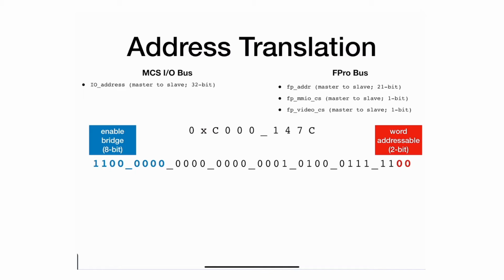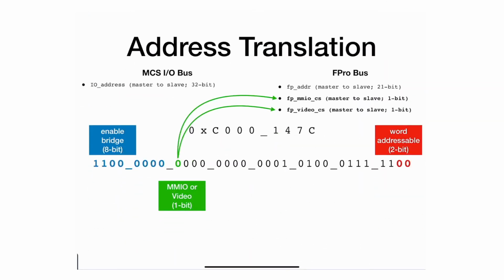So what is left, let's calculate it. We have 1 2 3 4 5, that's basically 20 bits, and 2, that's actually 22 bits. And if you take a look at our FPro bus, what we need is 21 bits. Okay, so let's see where that extra bit is coming from.